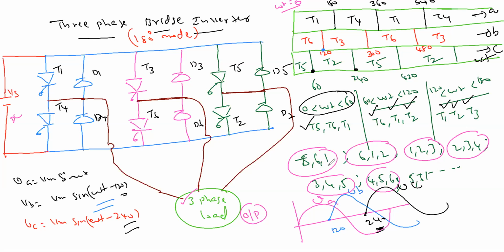Remember the sequence 5 6 1, 6 1 2, 1 2 3. Easy to remember, right? 5 6 1, then 5 drops out and 6 1 2 comes, after that 6 drops out and 1 2 3 comes, then 1 drops out and 2 3 4 comes, until we get the same 5 6 1 again. Okay, I remember the sequence now. I'll erase this portion.